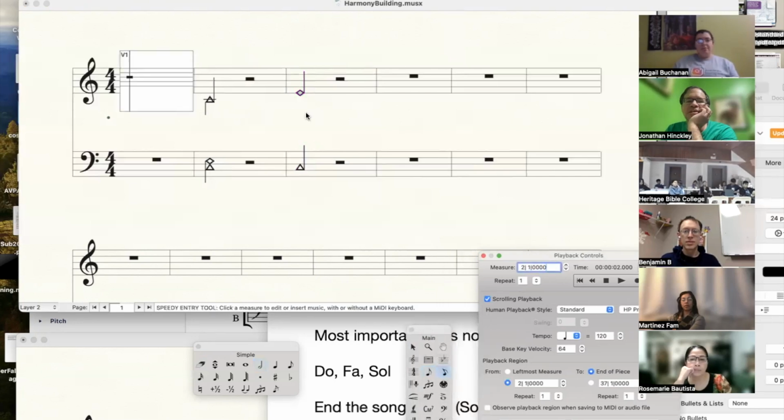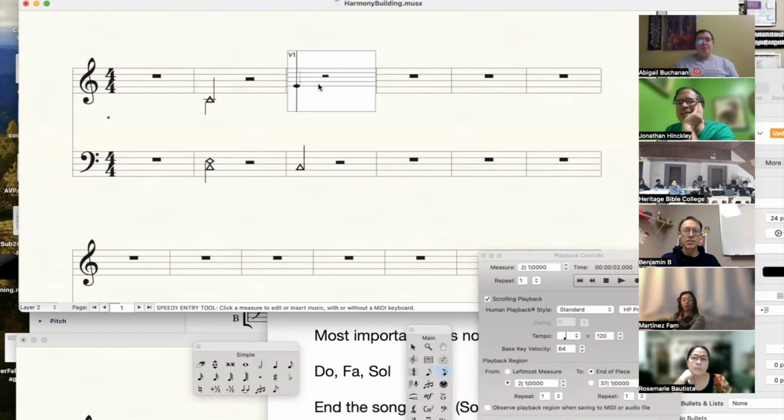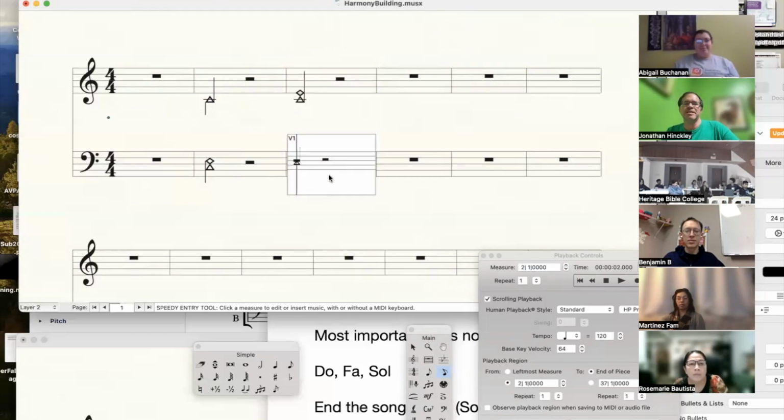And again, we're working backwards. What is the next note down from mi that belongs in a one chord? So we've got mi, re, do. Do, okay, that belongs. So I'm going to put that right there in the altos. All right.